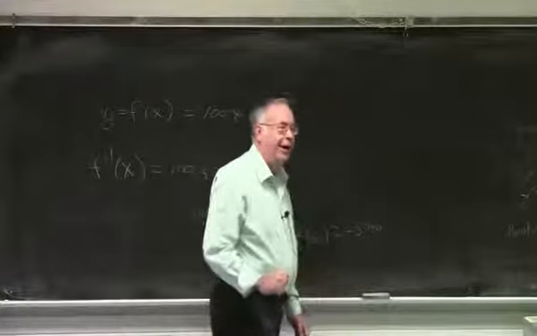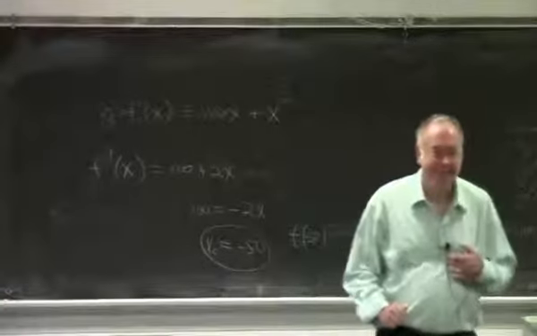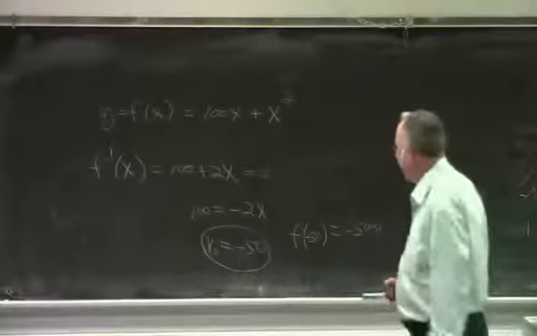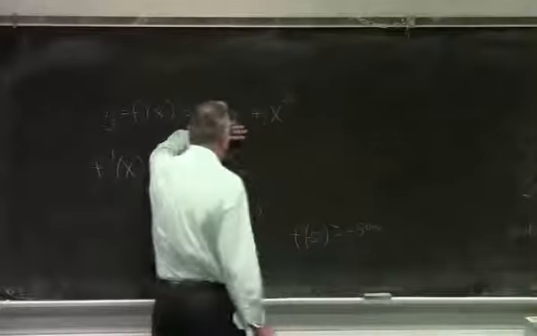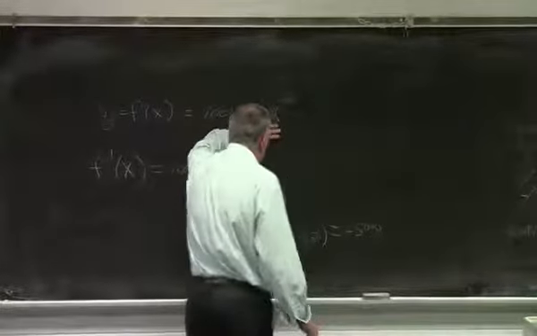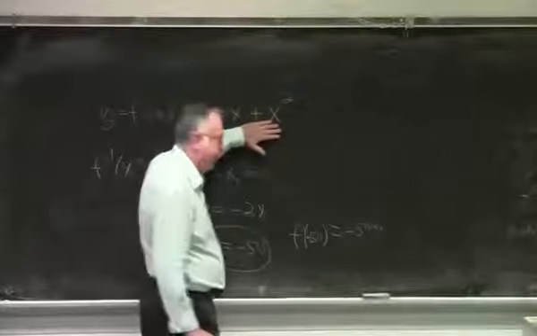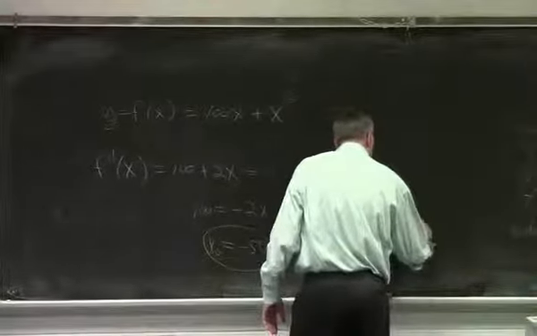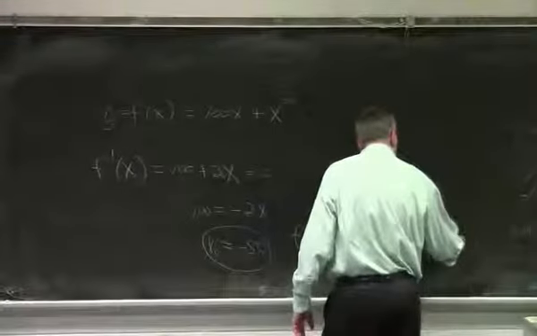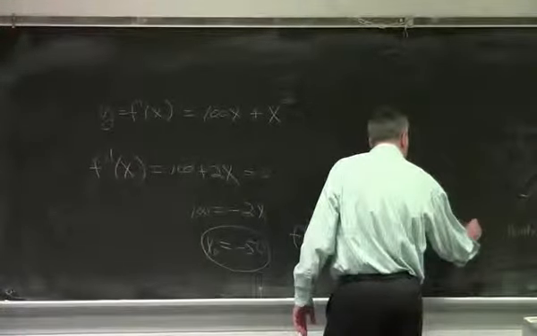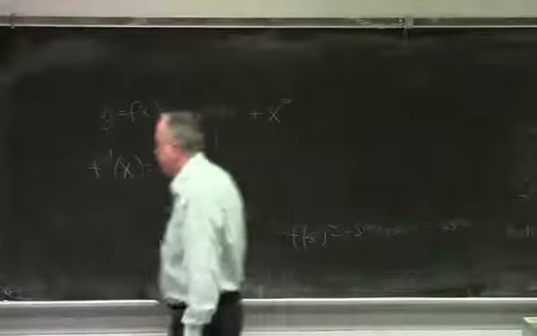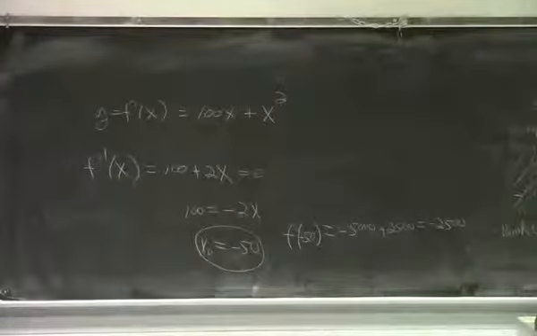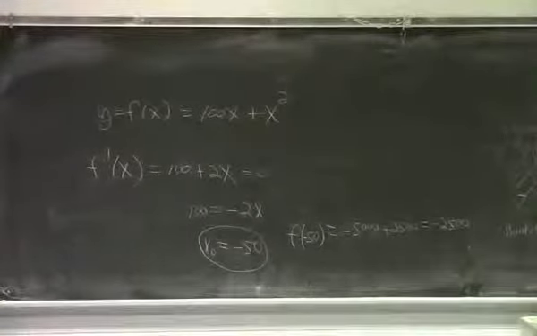What's that? Okay. So, yeah, minus 5,000 plus minus 50 squared would be 2,500. So Ben is generally right. So this would be minus 2,500. That's okay. That's what calculators are for. We would have discovered it soon enough anyway.